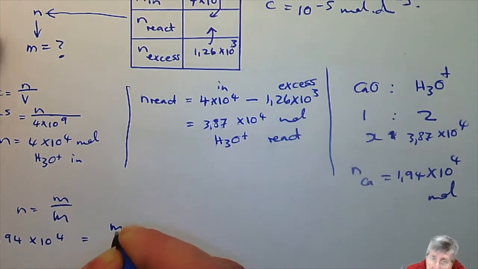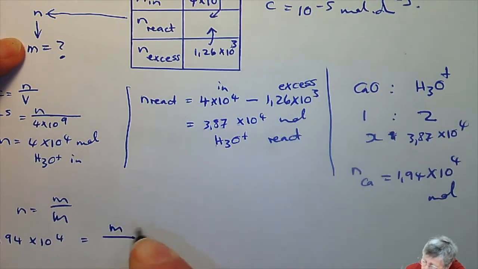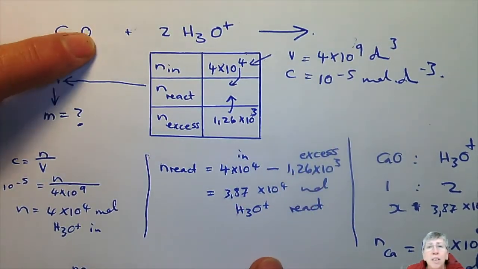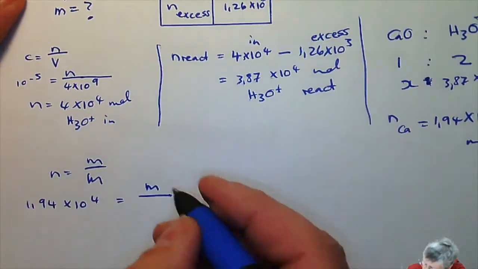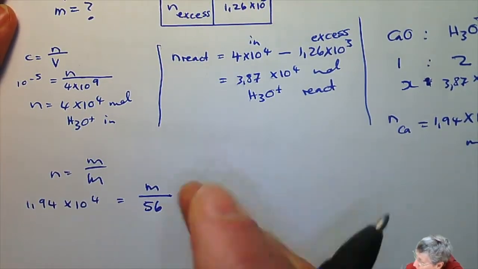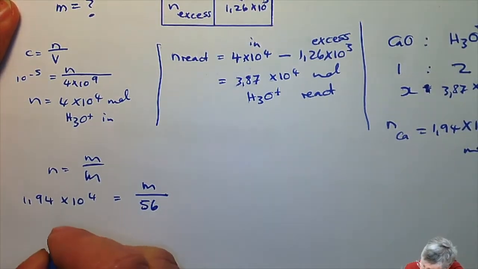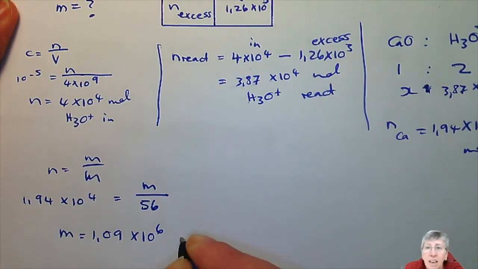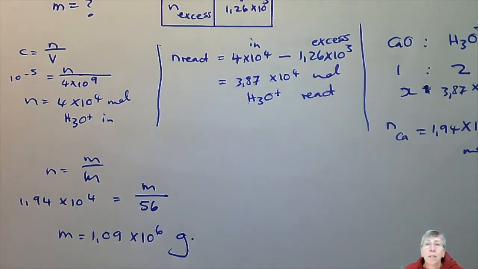And that is the mass that I'm looking for divided by the molar mass. And we're working with calcium oxide. So it's 40 plus 16 to give it all together 56. And when you do that, you end up with a mass of 1,09 times 10 to the 6. And that will be grams.